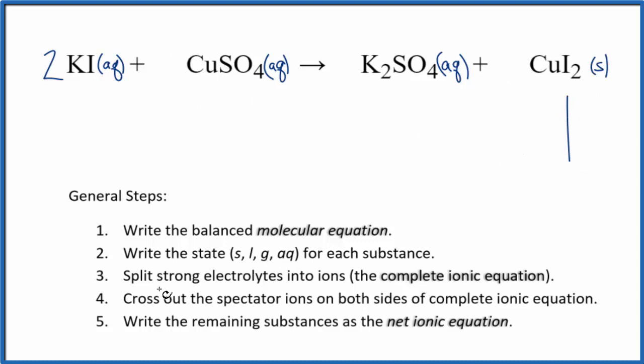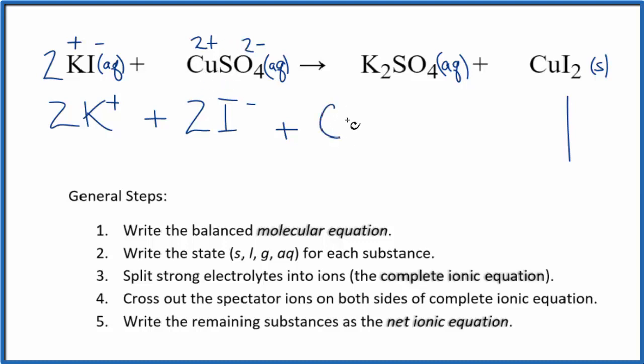Now that we have the states for each substance, we can split the strong electrolytes into their ions. This will give us the complete ionic equation. So we go to the periodic table. Potassium's in group 1. It's a positive charge. Iodide, negative. So we have 2K+, 2 iodide ions. Then we have copper(II) sulfate. Sulfate's always 2 minus, so the copper has to be 2 plus. That's why we called it copper(II) sulfate. So we have the copper(II) ion plus the sulfate ion, SO4 2-. So these are the reactants in our complete ionic equation.